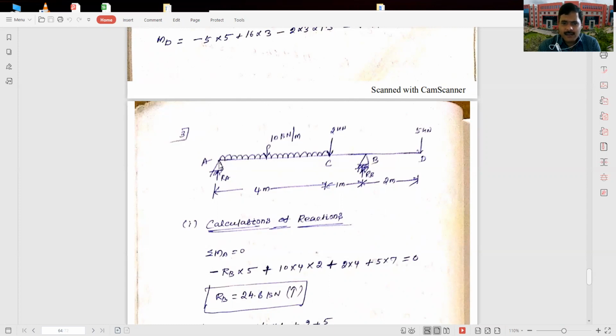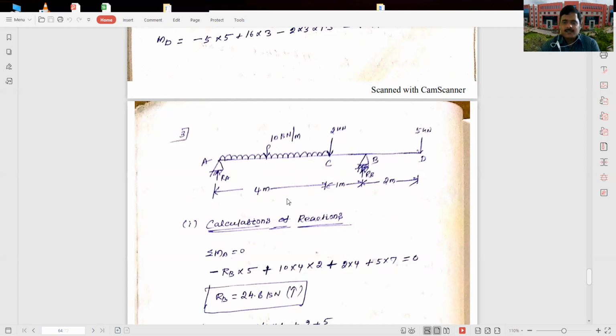So here there is a uniformly distributed load between A and C, 10 kilonewton per meter is acting, and at point C a point load of 2 kilonewton is acting, and on point D a 5 kilonewton point load is acting. Right? So the distance between A and C is 4 meter, between C and B is 1 meter, and between B and D is 2 meter. So this is support A and this is support B.